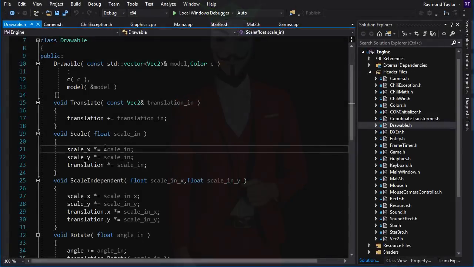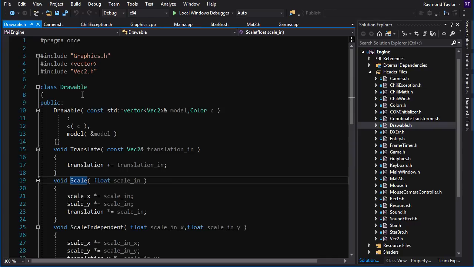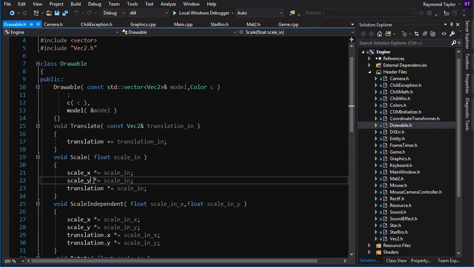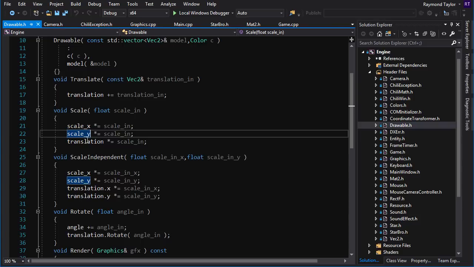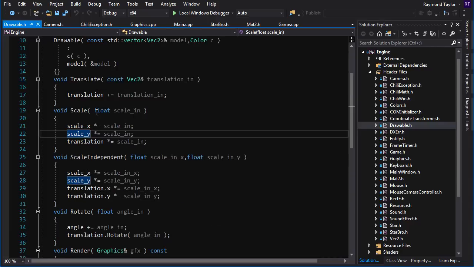So, scaling. When you scale, well, here we're doing drawable, right? When you apply a scale to a drawable object, you obviously have to apply that to its internal scale variable, but you also have to apply it to the translation. And when you rotate, you've also got to apply that rotation to the translation. When you scale, you don't have to do anything for rotation. When you rotate, you don't have to do anything for scaling.